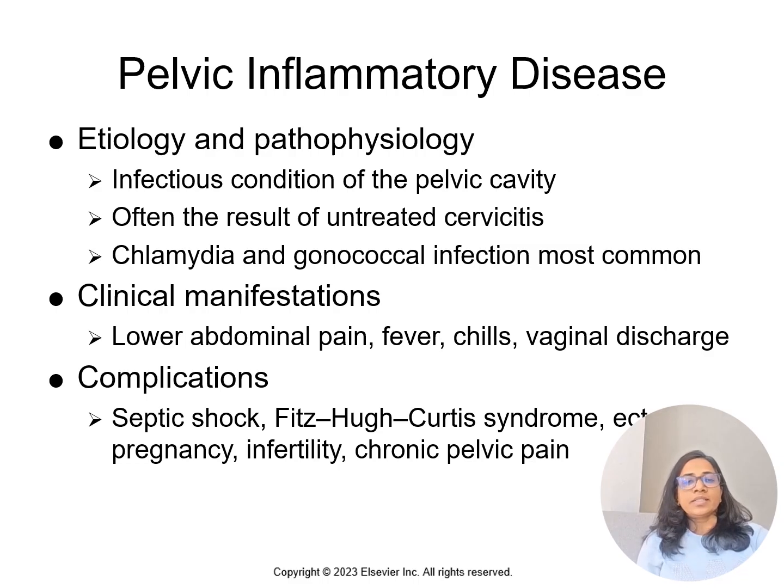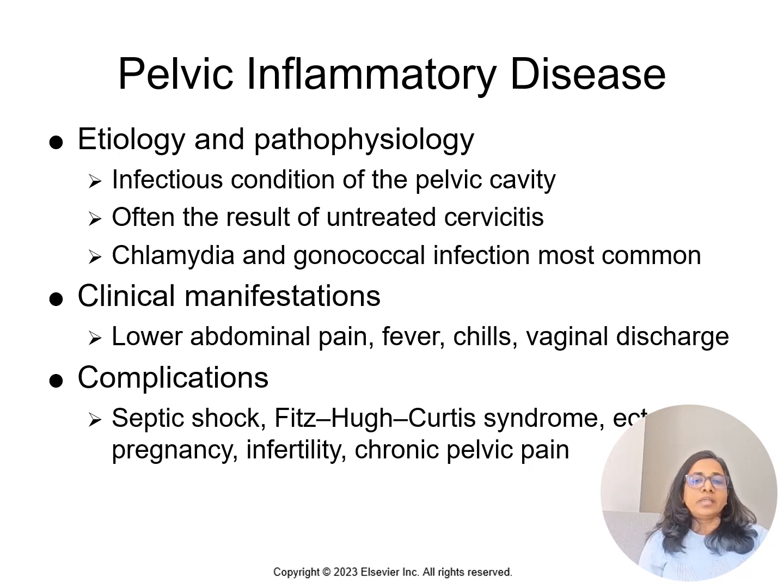Let's look at the next condition, which is pelvic inflammatory disease. In general, it means an inflammatory or infectious condition of the pelvic cavity. Recurrent infections of the cervix, if untreated, could go upwards and cause infection of the uterus and the fallopian tubes, and also cervicitis. This is called pelvic inflammatory disease. Usual clinical manifestations are abdominal pain, fever, chills, vaginal discharge, etc. The biggest complication of pelvic inflammatory disease is septic shock.